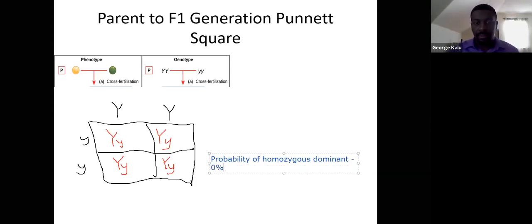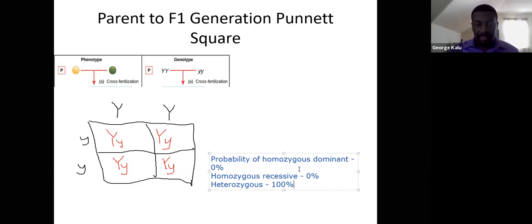Okay. What about the probability of homozygous recessive? What do we think? Right, 0%, because again, we don't see 2 copies of our recessive alleles here. Okay, and then what about heterozygous? What's the probability of having a heterozygous offspring? Right, 100%, because all 4 of our 4 boxes have the heterozygous genotype.